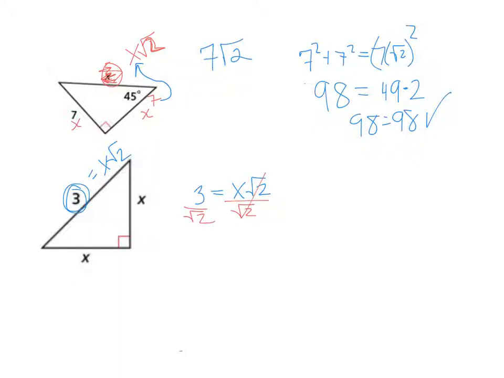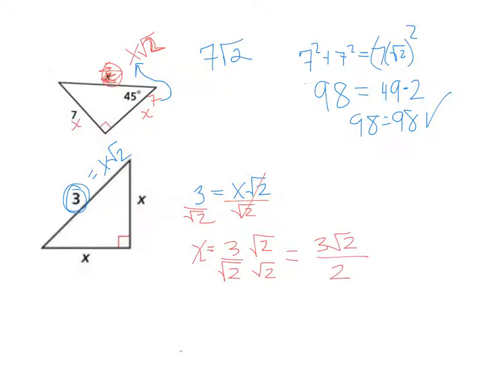But here's the problem. If you have a calculator that does radicals for you, you can just type in 3 divided by radical 2 and it'll give you the correct answer. If not, you have to do what's called rationalizing the denominator. You can't have a radical in the denominator. So I multiply the top and bottom by radical 2. On the top, 3 times radical 2 is 3 radical 2. On the bottom, radical 2 times radical 2 is actually radical 4, and the square root of 4 is 2.